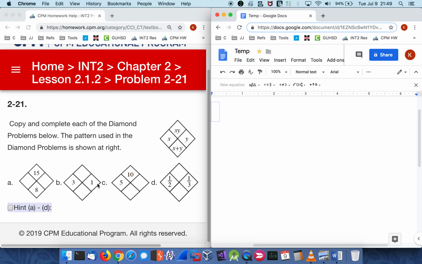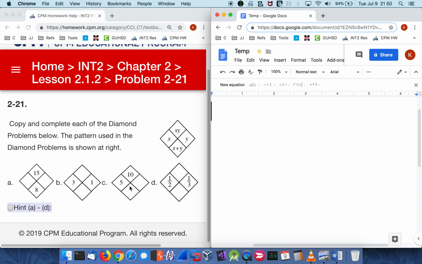So we've got 3 and 1. Well, this one, you just have to do the math. So 3 plus 1 is 4, right? So that's what's going to be in the bottom over here. And then 3 times 1 is 3, so that's what's going to be in the top up here. Well, that one's pretty easy. Man, they made these easy. That's weird going from the previous problem to these.